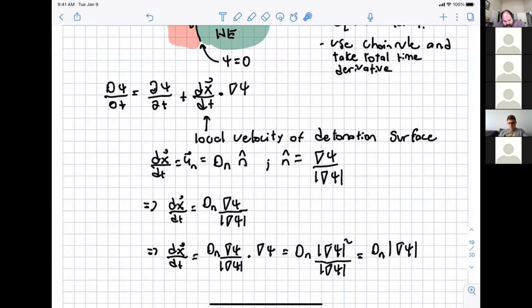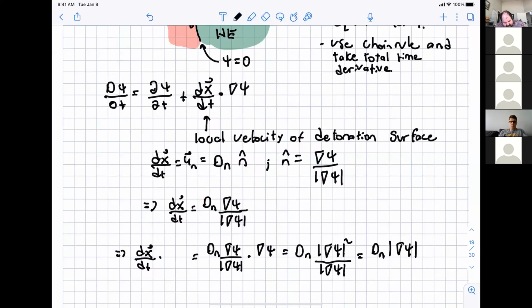And so now we know n hat in terms of psi, we know Dn, and so we know the dx/dt that we can substitute into our motion rule for the detonation surface. It is just Dn, which comes from DSD theory or the D-kappa correlation, multiplied by n hat. Oops, I have a little typo here.